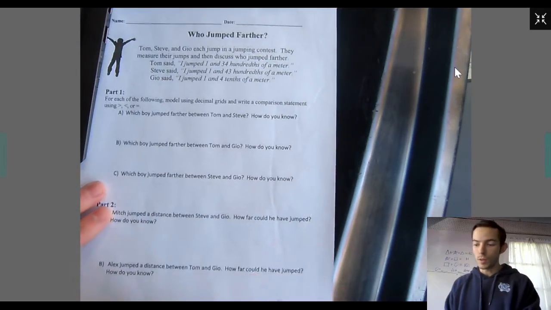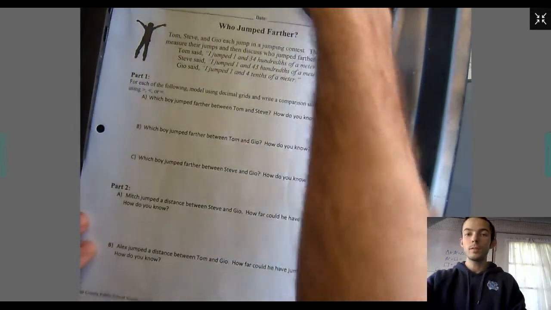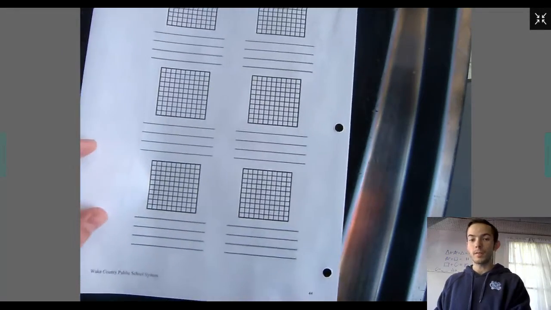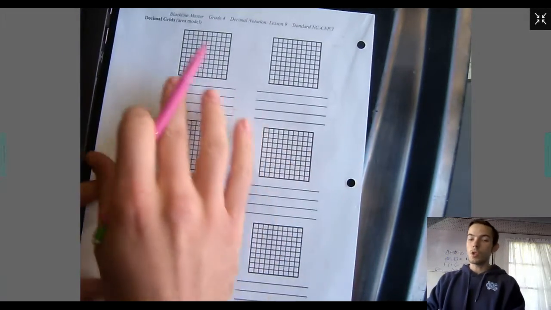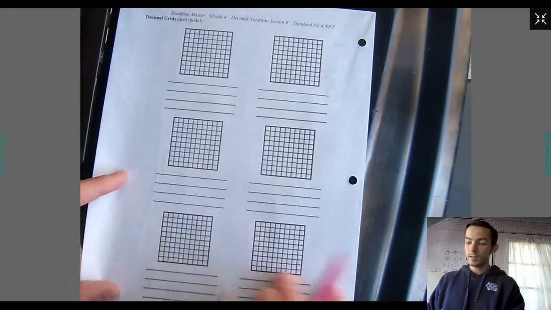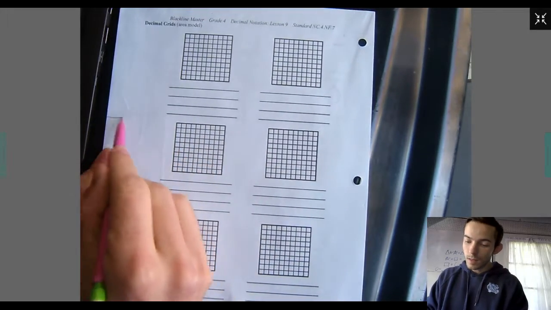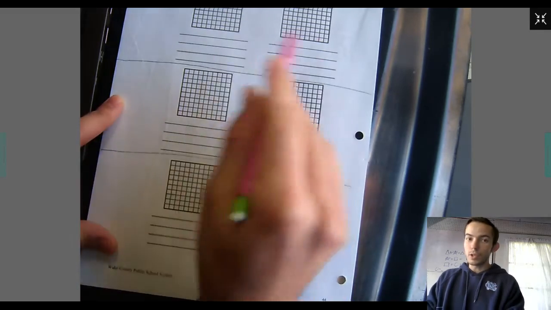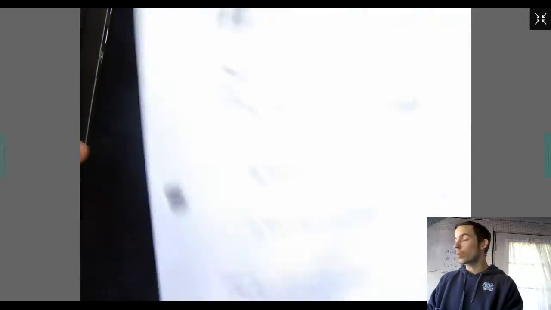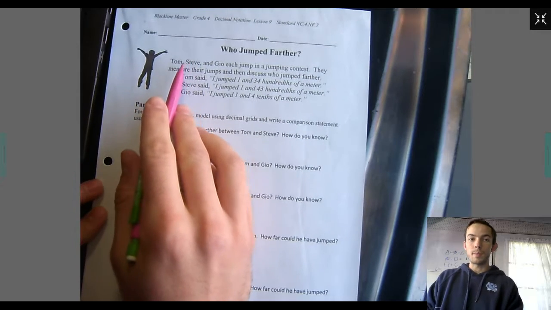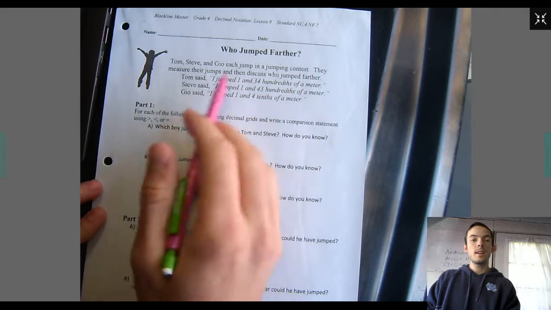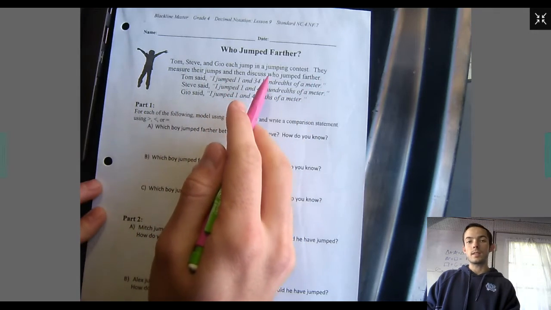Hi, everybody. So for this one, who jumped farther? We're going to be on page 43 and page 44 here. Okay. So to let you know, we are going to be using all of these grids. Go ahead and take a pencil and separate them out because every two grids will be used for one person in the story problem. We see here we're talking about Tom, Steve, and Geo, each jumping in a jumping contest. They measure their jumps and then discuss who jumped farther.